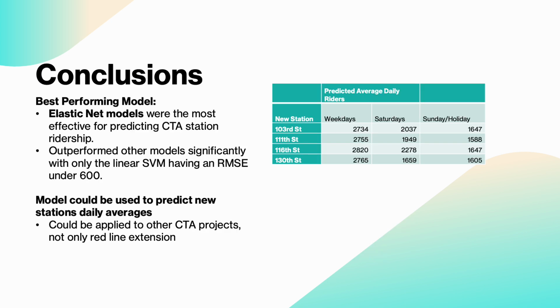So our conclusions for this, though, were that ElasticNet models were the most effective for predicting CTA ridership, and they outperformed the other models significantly, with only the linear SVM having an RMSE of under 602. So we thought that these models could be applied to predict new stations' daily averages, and they could be applied to other CTA projects, not just the Red Line extension. But using these models, we did predict what we thought the new ridership would be daily for weekdays, Saturdays, and Sundays. And that's what this chart says here. So you can see what our predictions would be.